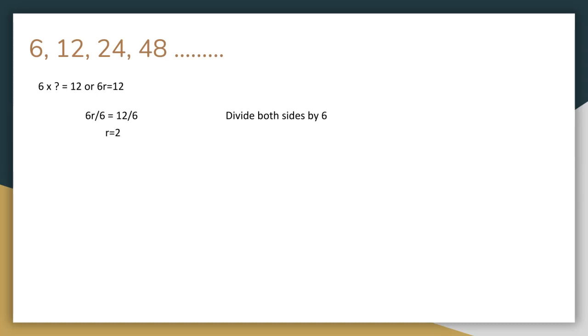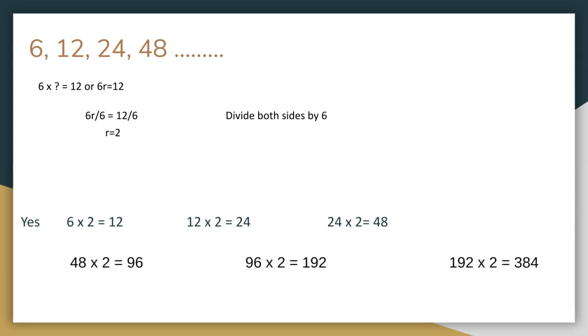But we need to test it. 6 times 2 is 12. 12 times 2 is 24. 24 times 2 is 48. So yes, this does in fact work. And then to find the next 3 terms, like it says in our notes, we need to multiply 48 by 2, which is 96. 96 by 2 is 192. And 192 times 2 is 384.